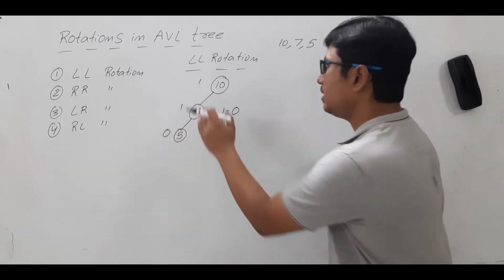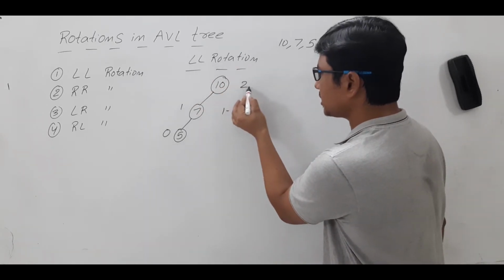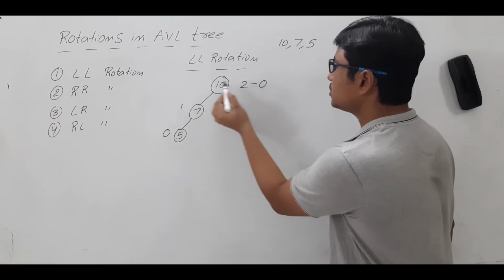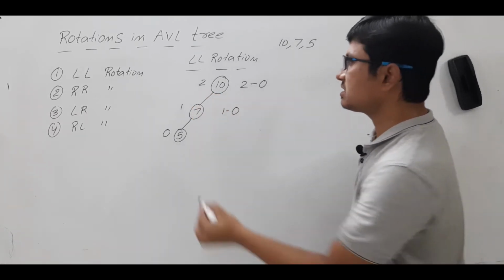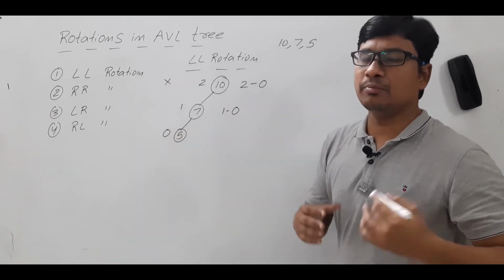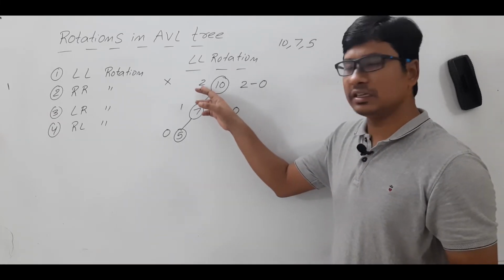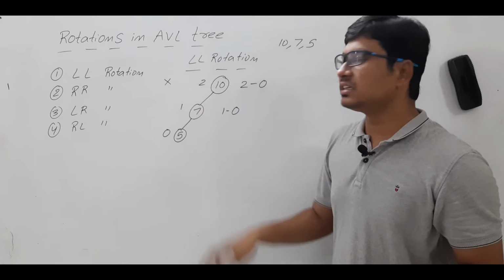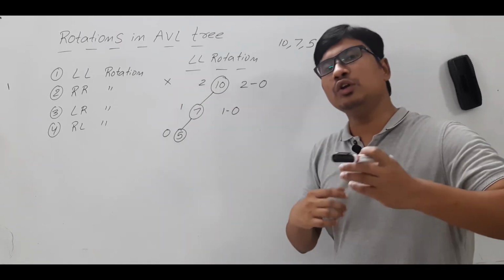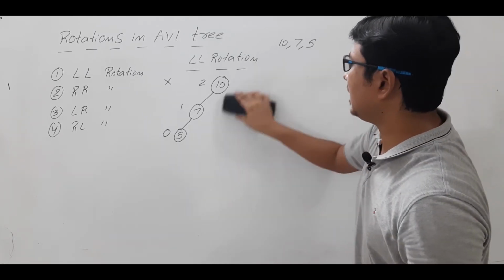Still it is okay. Compute the balancing factor of the root node. The height of the left subtree is 2, the height of the right subtree is 0, so 2 minus 0 is 2. Now I can say that this is not an AVL tree. Why? In an AVL tree, the balancing factor should be from minus 1 to 1, but here it is 2. If you want to make it an AVL tree, we need to go for the LL rotation.